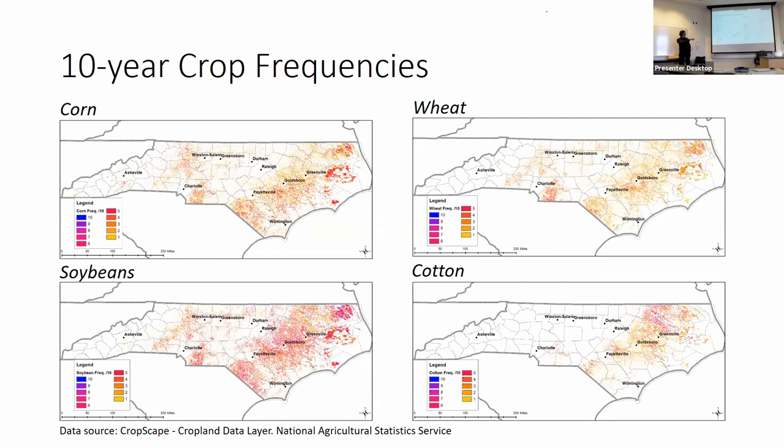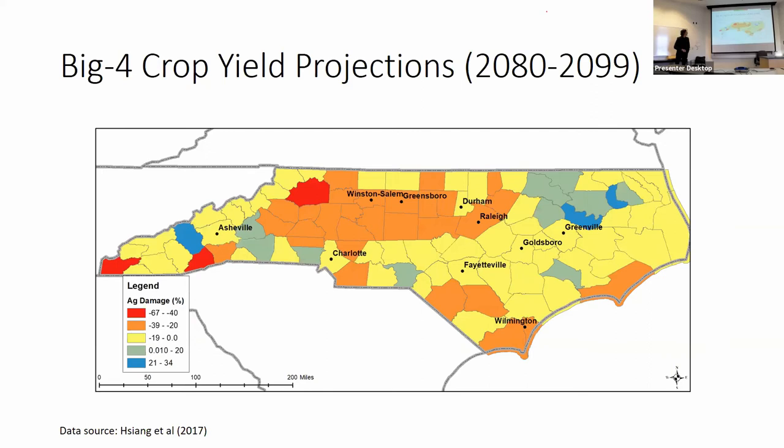So a lot of soybeans, corn, there's cotton growing up here, but kind of nowhere else. And then let's look at what's going to happen to these counties, based on what they're currently growing and what climate is going to do. And so these are the yield projections, the percentage that ag profits are going to be damaged by climate change, in percentage terms, across the state. So you see a lot of heterogeneity even across North Carolina.